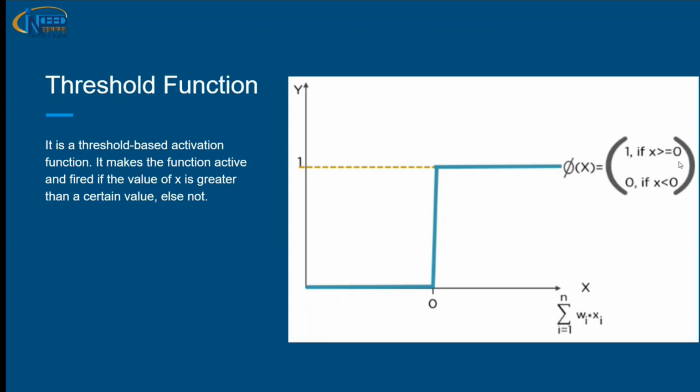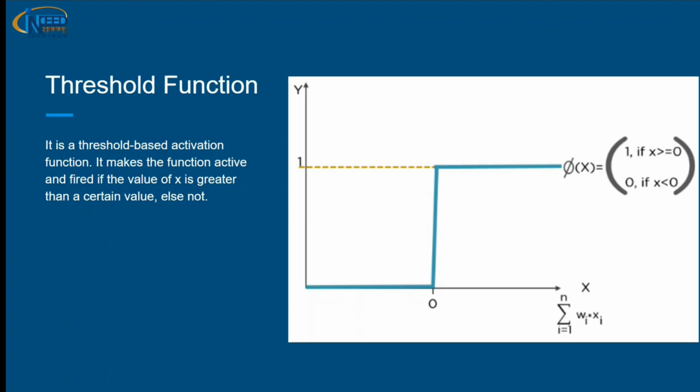The threshold can be some other value also. It may be 5, 4, 3, 2, 1. Some specific value can also be there, so a value a could be there. If x is greater than a, then the output is 1. If x is less than a, then it is 0. That is also how the threshold function works.